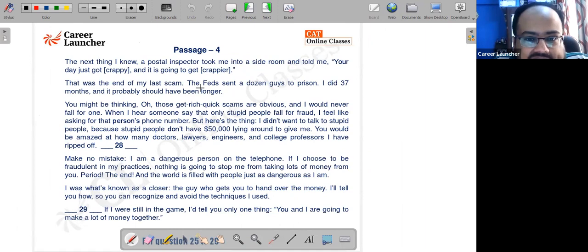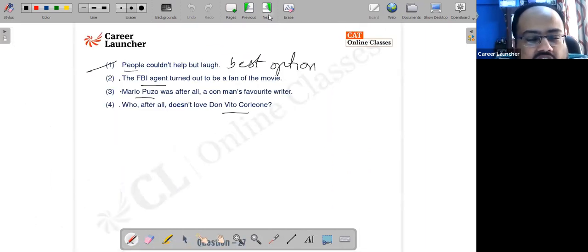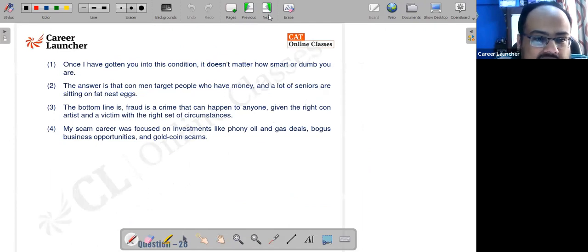And then there is a sentence after this. So the previous sentence says that I have been able to cheat a lot of people from different professions. So the best option becomes option 3 because of 2 reasons. The first reason why option 3 is correct is because it says the bottom line is.